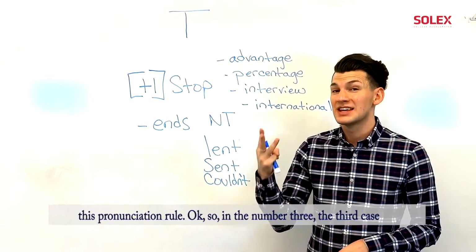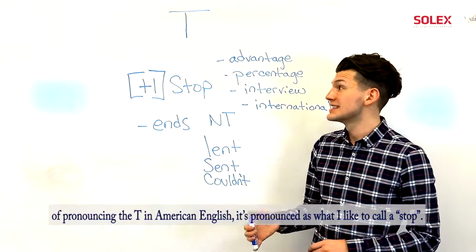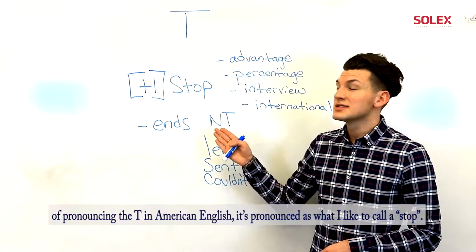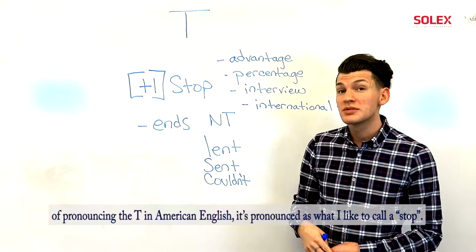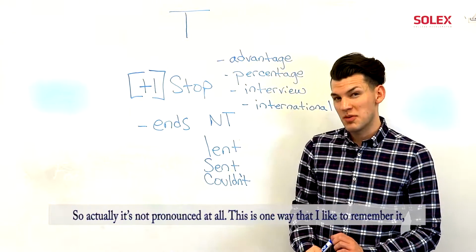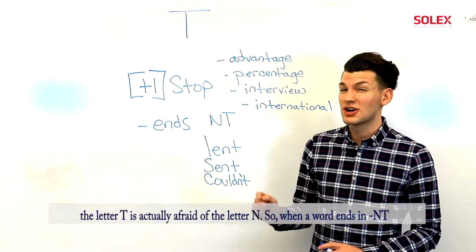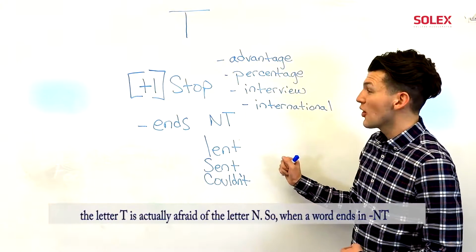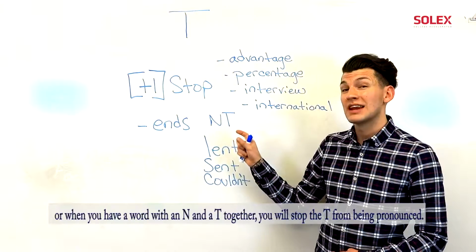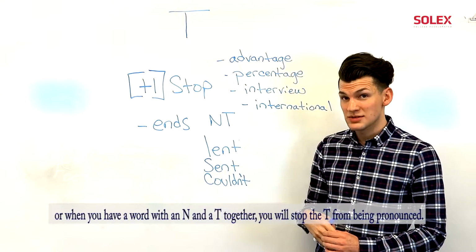Okay, so in the number 3, the third case of pronouncing the T in American English, it's pronounced as what I like to call a stop. So actually, it's not pronounced at all. This is one way that I like to remember it. The letter T is actually afraid of the letter N. So when a word ends in NT, or when you have an N and a T together, you will stop the T from being pronounced.